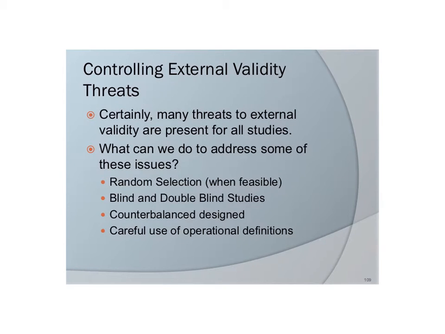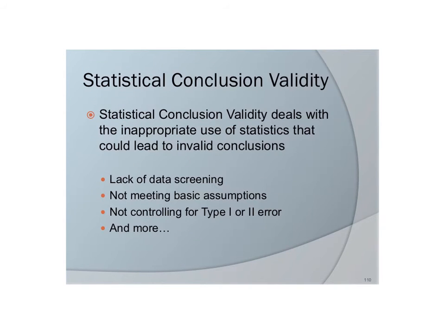Other ways that you can control for external validity threats, obviously every study also has external validity threats. What can we do? Better random selection. So for internal validity, the bigger focus is on random assignment. For external validity, the focus is on random selection. Blind and double-blind studies will help here as well. Counterbalancing the designs to avoid the carryover effect can also be useful. Careful use of your operational definitions, that's the case in both. Making sure that we have reliable and valid assessments.